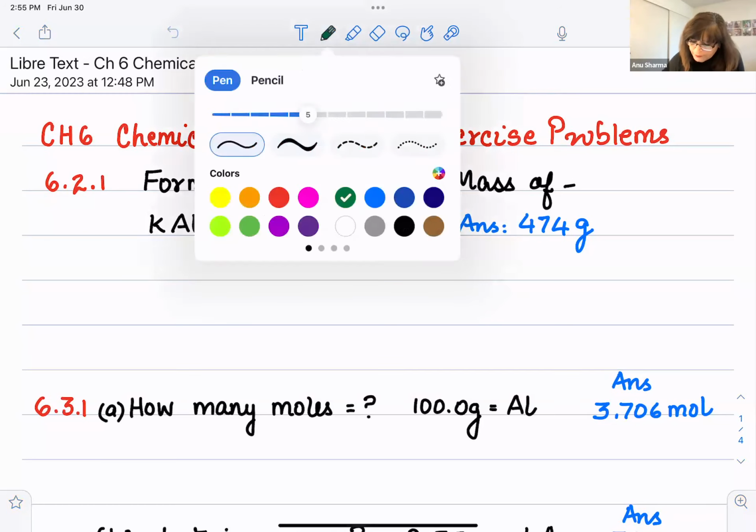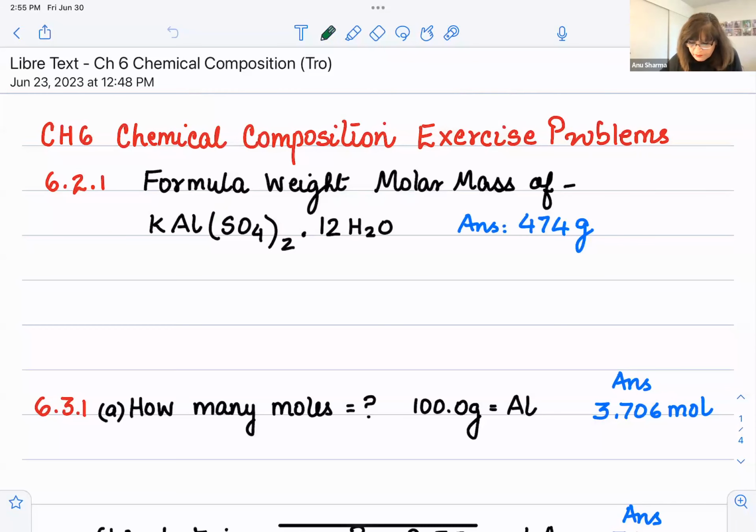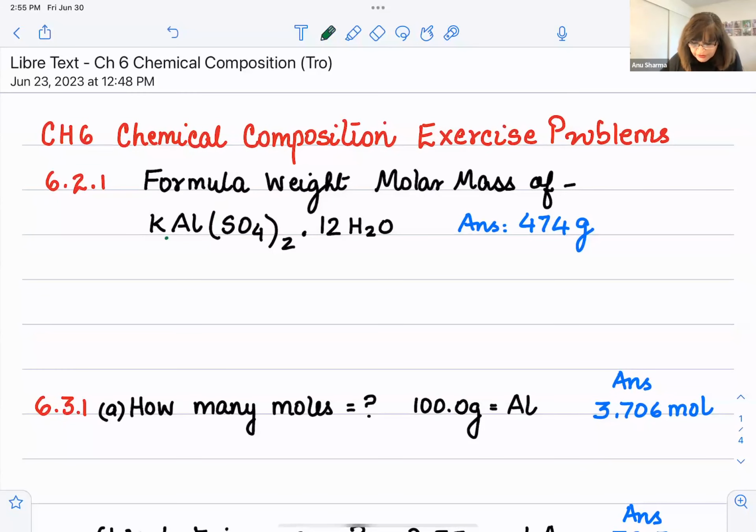First of all, we need to understand that when no number is written here, that means it's just one. But if something is written in the parentheses, that means this 2 applies to sulfur and this 2 applies to oxygen. Next, this 12 applies to hydrogen and this 12 applies to oxygen. And then this 2 applies only to hydrogen and this 4 only applies to oxygen. So this should be clear.